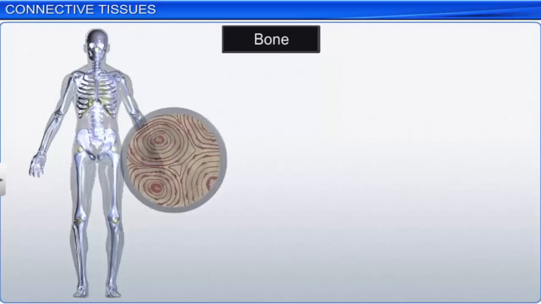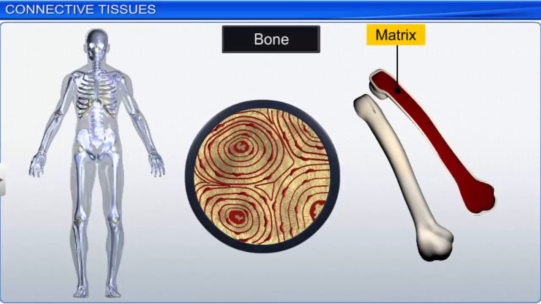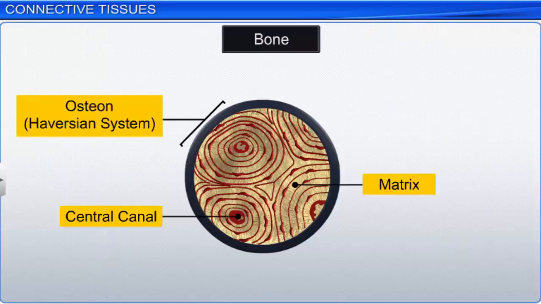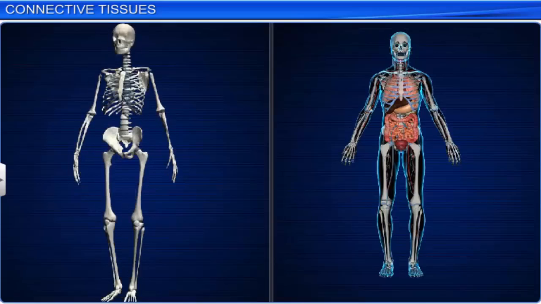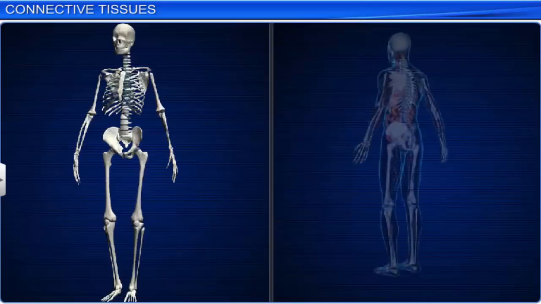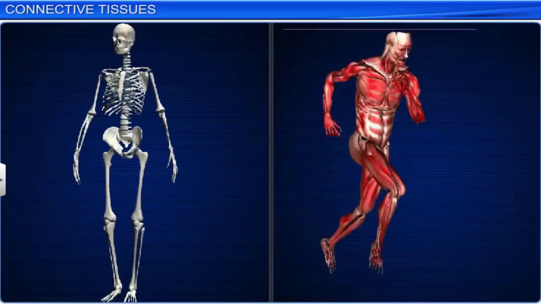Bones have a hard and non-pliable matrix, which is rich in calcium salts and collagen fibers. This provides strength to the bones. Bone cells or osteocytes are present in spaces called lacunae. Bones make up the skeletal system of a body and support and protect the softer tissues and organs. The skeletal muscles attached to the bones help in movement.